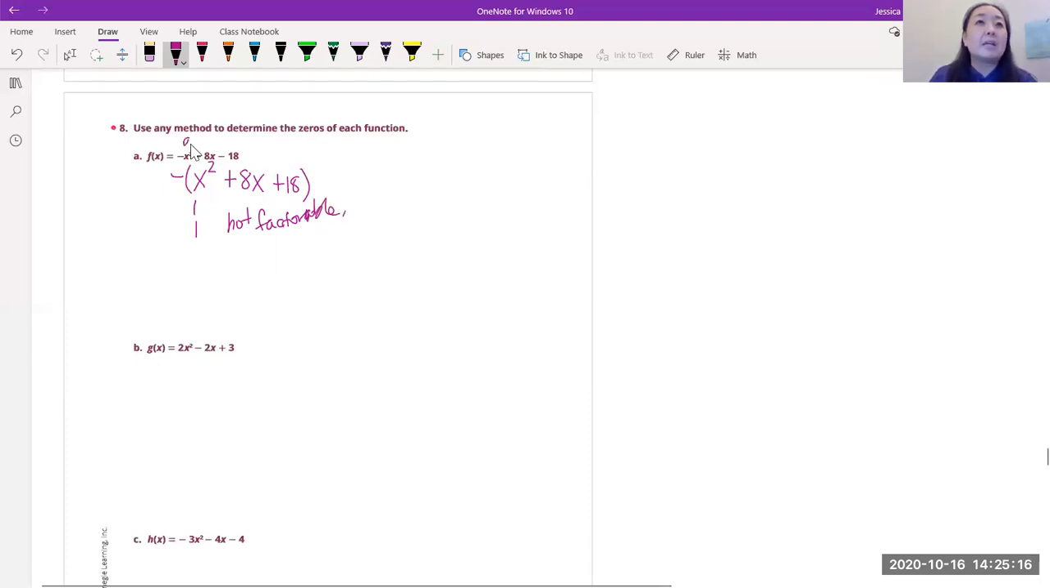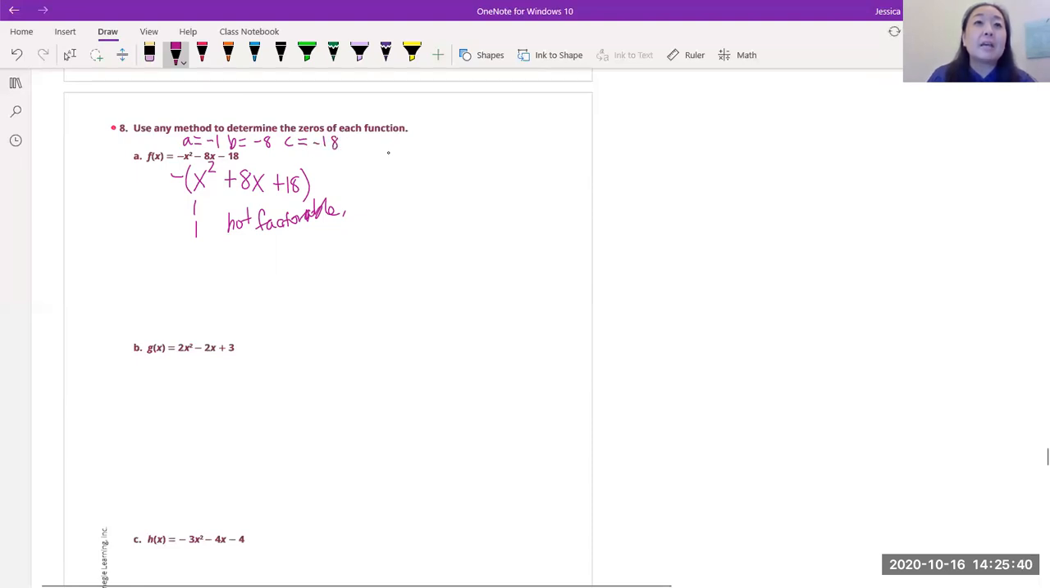So A is equal to -1. B is equal to -8. I'm just going to go with the original. And C is equal to -18, as you should do, because you should always do it in standard form. If you do it with the negative on the outside, you're not going to get the right answer because you're not including that negative in there. It needs to be in standard form. Has to be.